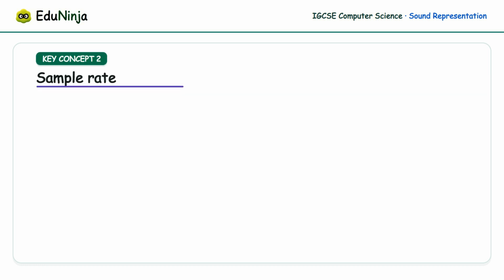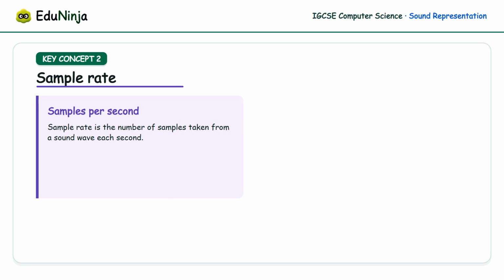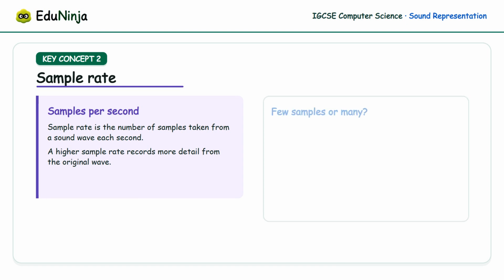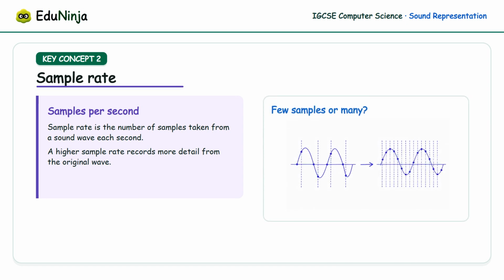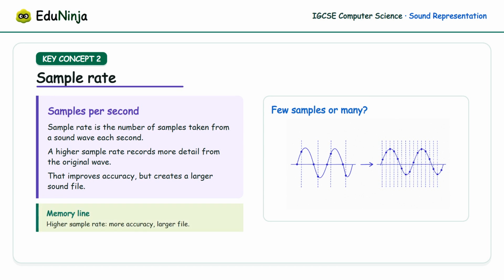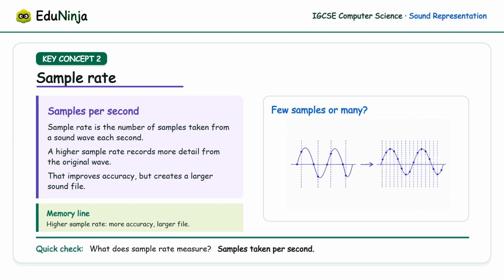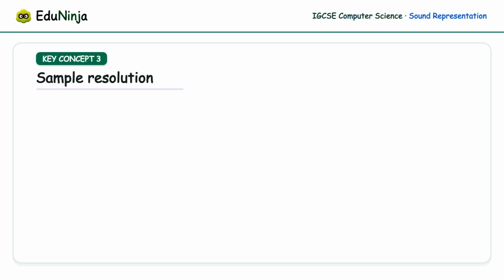Key Concept 2. Sample rate. Sample rate is the number of samples taken from a sound wave each second. A higher sample rate records more detail from the original wave, so we can compare fewer samples with many more samples. Higher sample rate improves accuracy, but creates a larger sound file. Remember, higher sample rate means higher accuracy and a larger file. Quick check. What does sample rate measure? Samples taken per second.